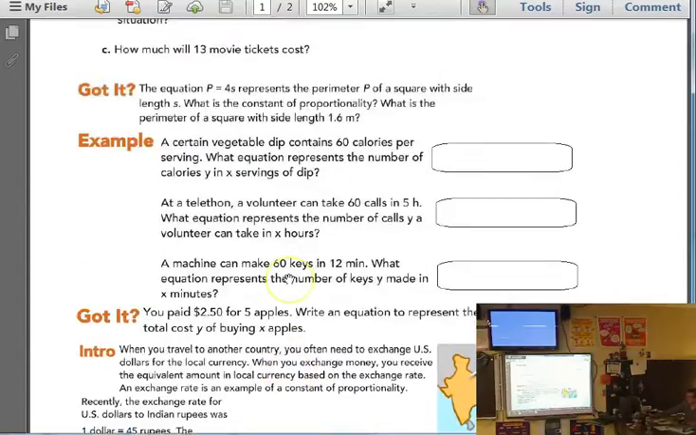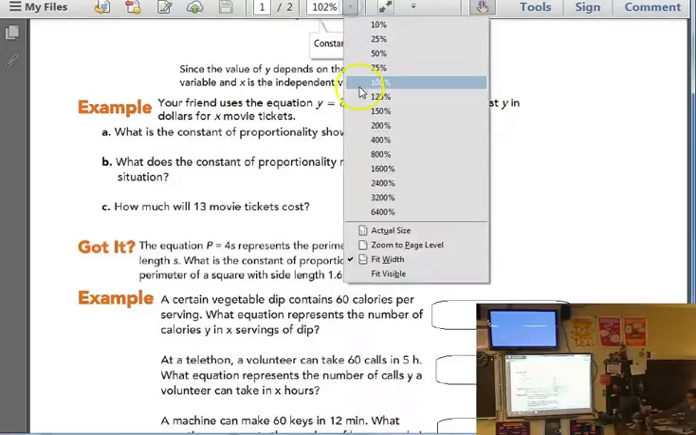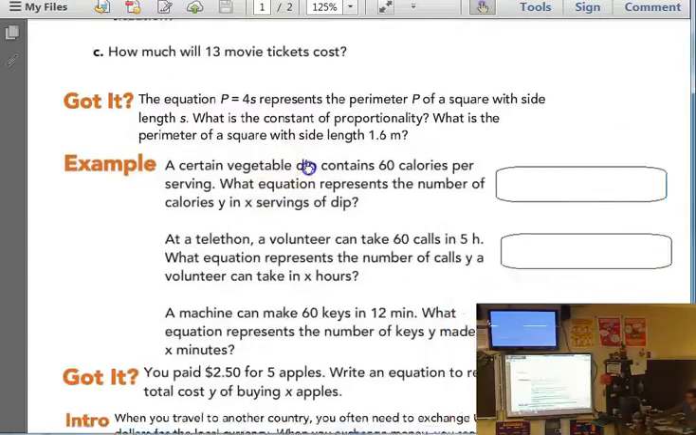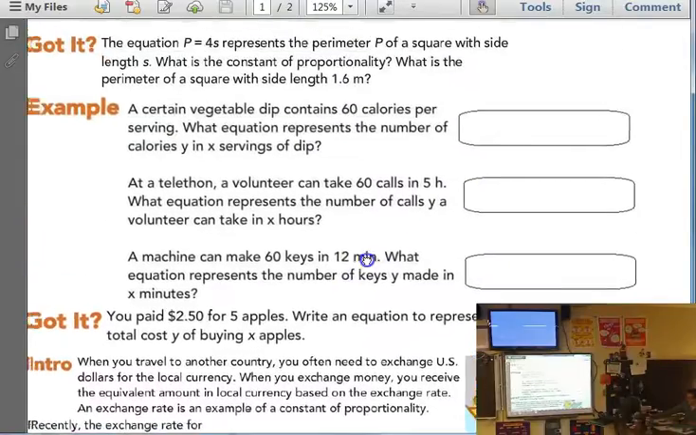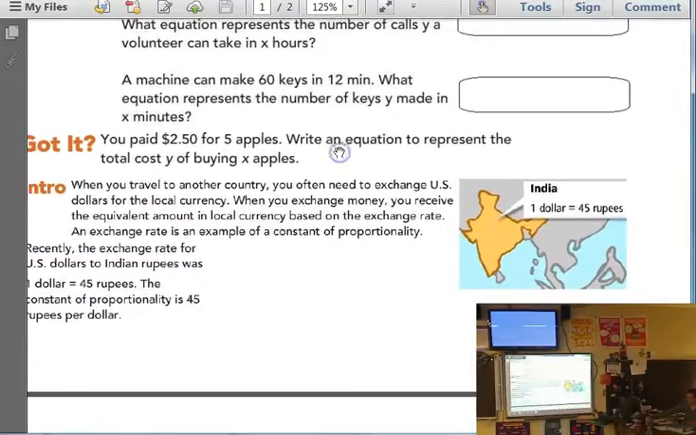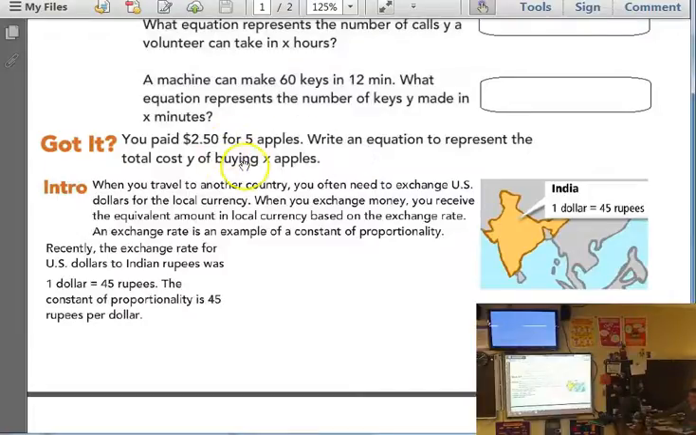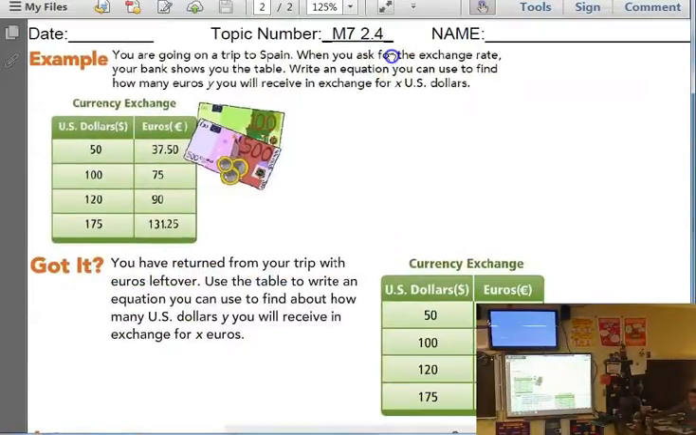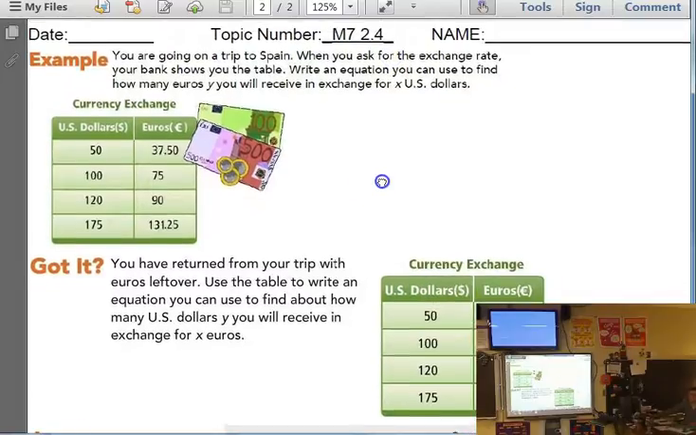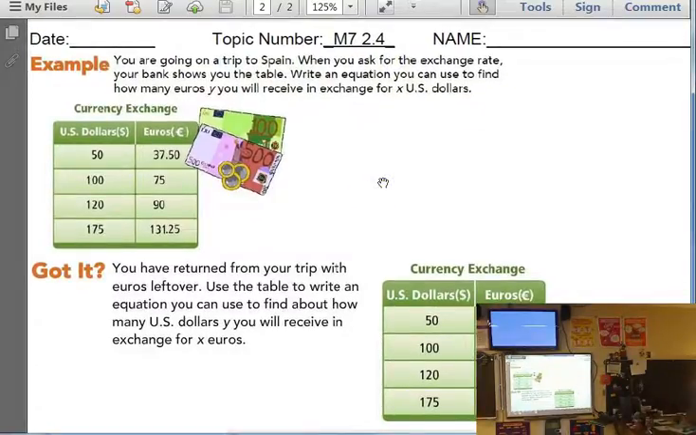So where were we in 2.4? We were at the bottom. The 60 calories per dip, those things, or were we further than that? We did those. Yeah, because then we were talking about what if we had $9 or something like that. I was making up other problems. And we talked about rupees for a second and the different exchange rates. So let's just flip straight to the back. We'll finish up this back real quick. So 2.4, you have these from last week.